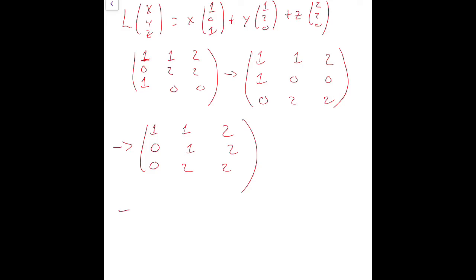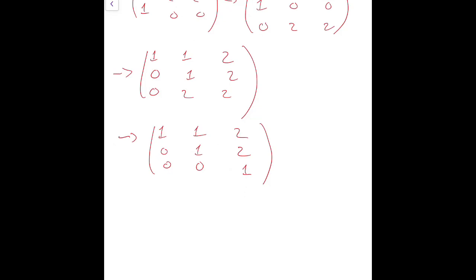Okay, and now I'm going to subtract 2 times row 2 from row 3. So this is 1, 1, 2. This is 0, 1, 2. 0, 2 minus 2 is 0. 2 minus 2 times 2 is going to be minus 2. Okay. I'm going to divide row 3 by minus 2, so this is now going to be 1.